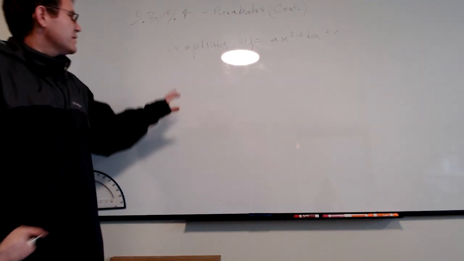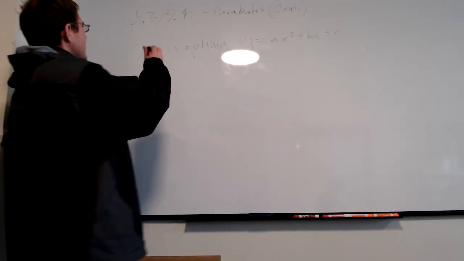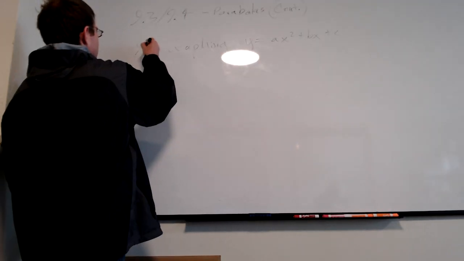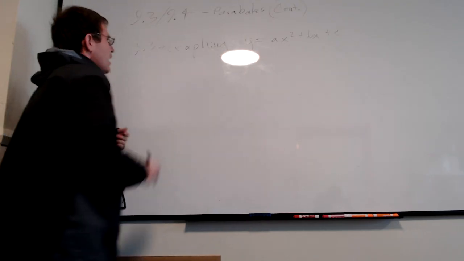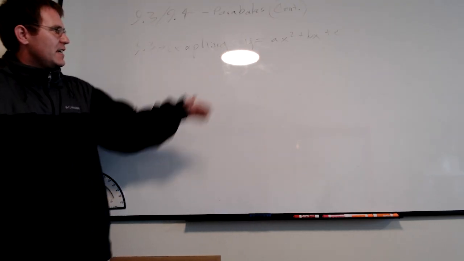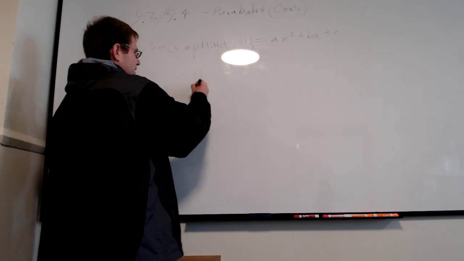Okay, so since we're working on this for the first section, this is 9.3 primarily. So 9.3. We're trying to work on graphing this. I'm going to start with an equation that looks like this.